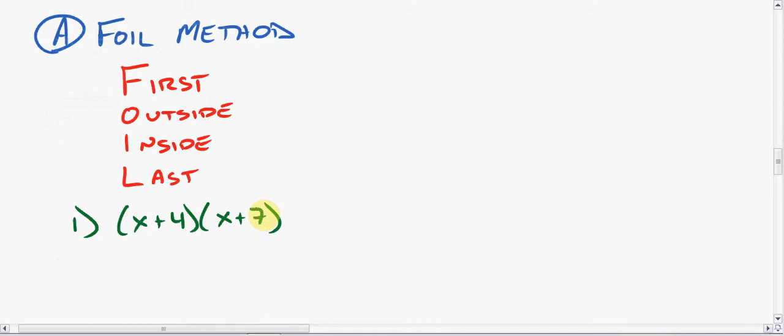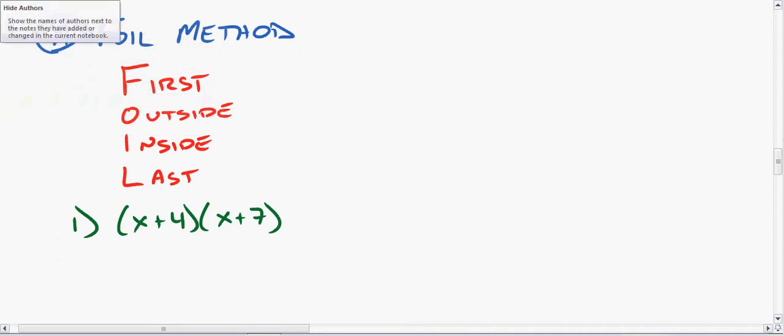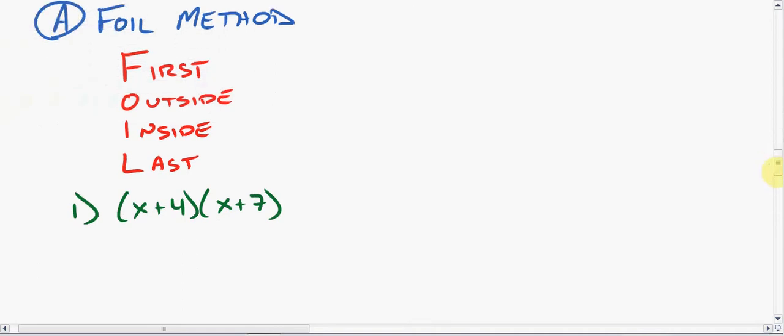So you can see it as first, outside, inside, last. Some of you may have learned it as first, outer, inner, last. It's the exact same thing, whatever verbiage you want to use to help you remember it. So let's use this knowledge and actually multiply these two binomials together.